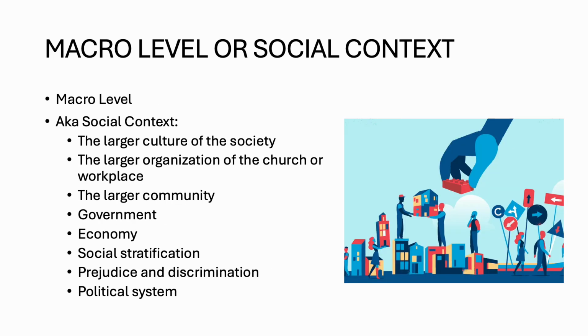And then the role, status, conflict, and the strains that can exist within all of these types of surroundings or these groups of people. And the macro level, like we said before, the social context component, the larger culture of the society, the larger organization of the church or the workplace, the larger community, government, economy, social stratifications, prejudice and discrimination, and then political system. So these are bigger things that are not necessarily specific people that surround you, but it can affect you. Let's say when it comes to racism or discrimination within your community, that can be potentially harmful to you, right? Or affects you in a negative way. But it could also affect you in a positive way as well.